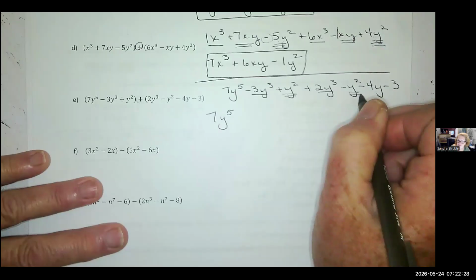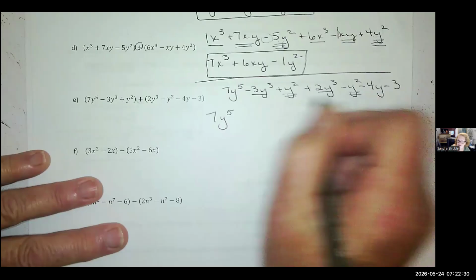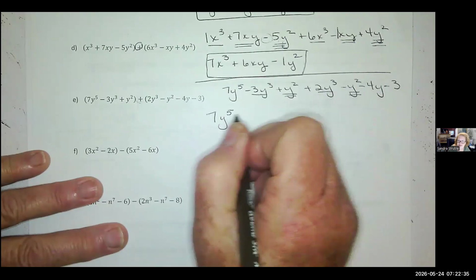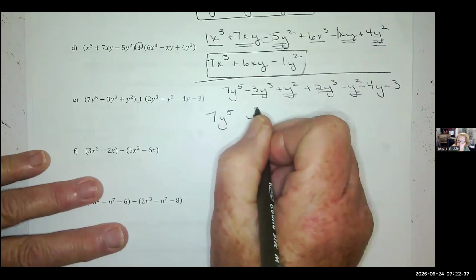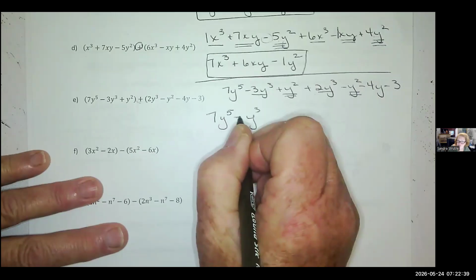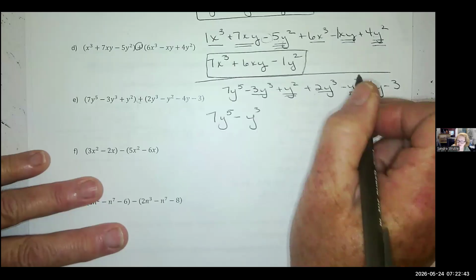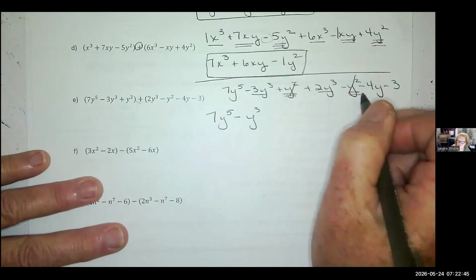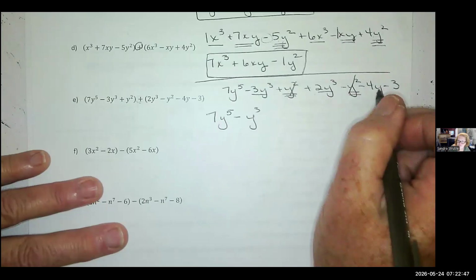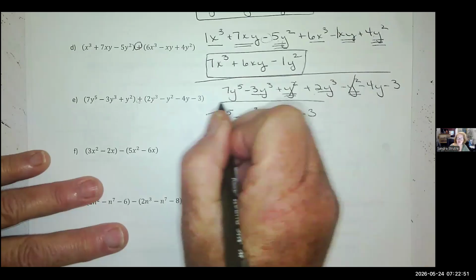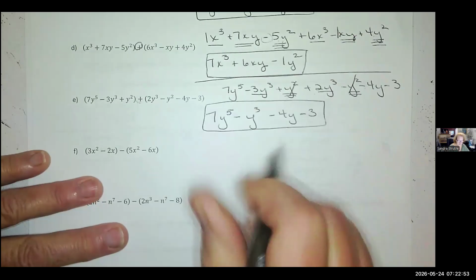So negative 3y cubed plus 2y cubed is going to be, signs are different, so you subtract and take the sign of the larger number. 1y squared minus y squared, well, those are gone. And then just bring these down, negative 4y minus 3. Another polynomial. All right, here's where you need to be careful.